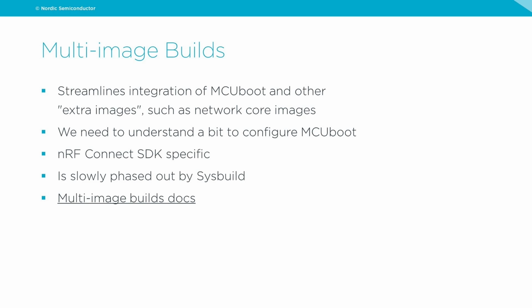We have an nRF Connect specific system called multi-image builds that helps you do this. This works in the following way. You have an application that you build, and you define some images that go in addition to that application, for example, MCUboot or a network core image. You can have multiple at the same time. When the application builds, it will also build the other images and define flash spaces, and it will define partitioning for those as well.